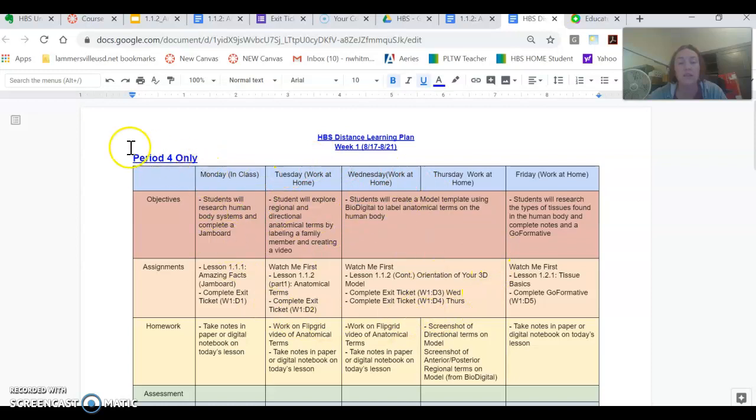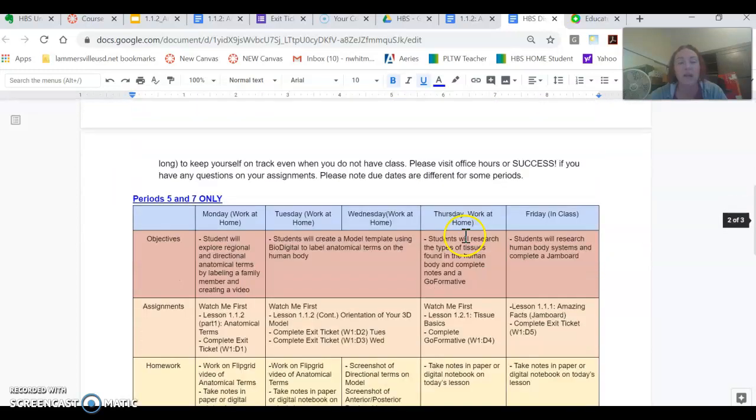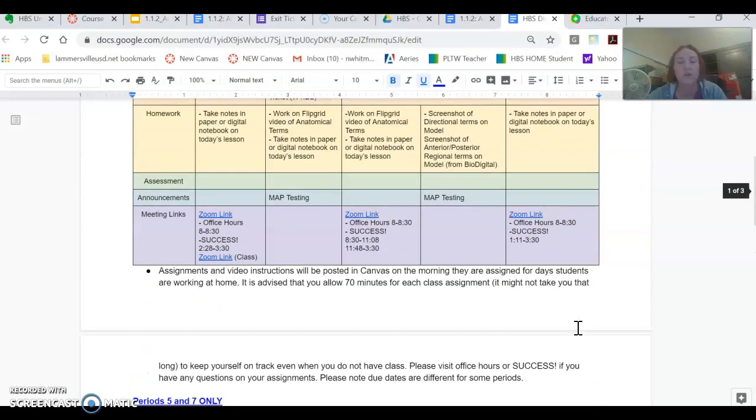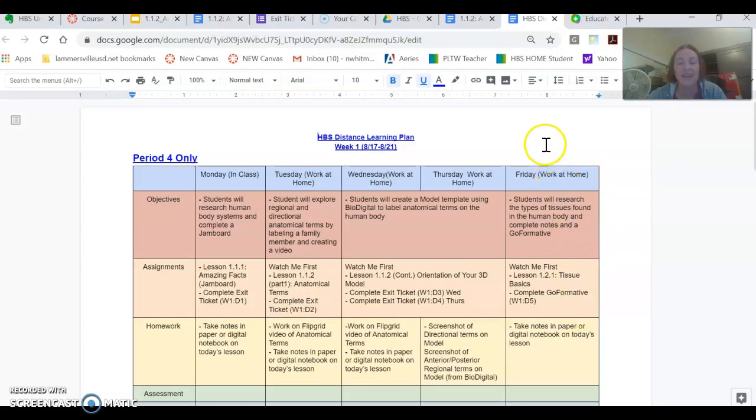This first table again is for fourth period only, and this second table is for fifth and seventh period only, because you are on a different kind of schedule there. Okay, so please make sure you pay attention to this every day and check your email often, as well as make sure you enable your announcements on Canvas.